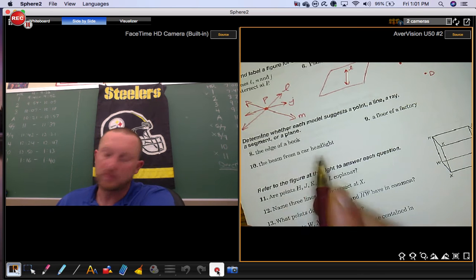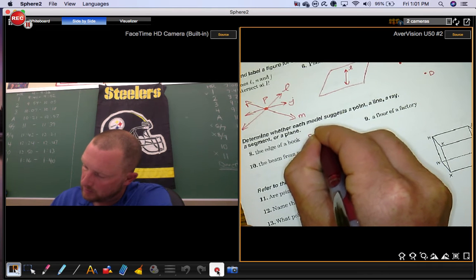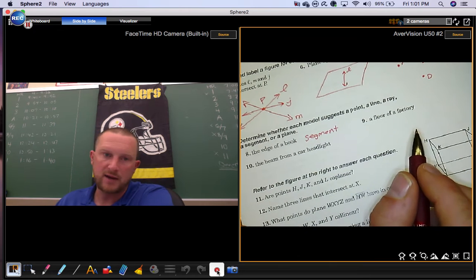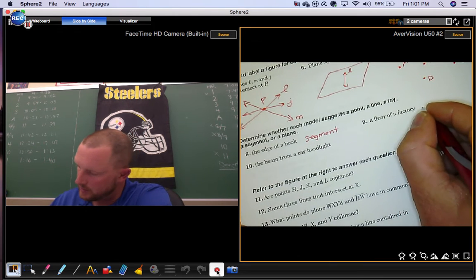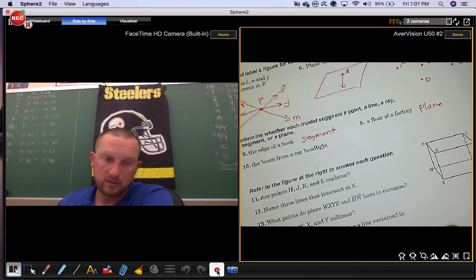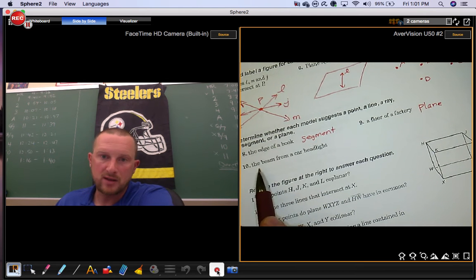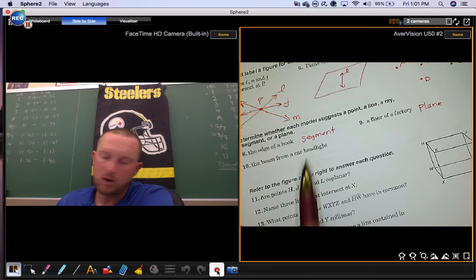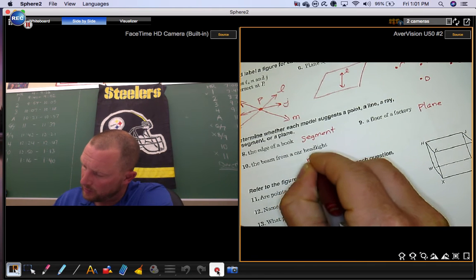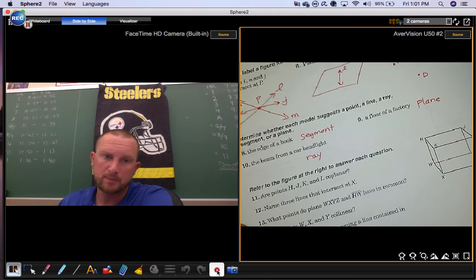Edge of a book, it starts and stops, just like a segment. The floor of a factory, that's a flat surface, so that's a plane. Obviously, it doesn't go on forever. Number 10, the beam from a car headlight starts at the headlight and goes out a certain distance. We're not sure how far. It doesn't go forever, but we don't know how far it goes. We'll call that a ray.